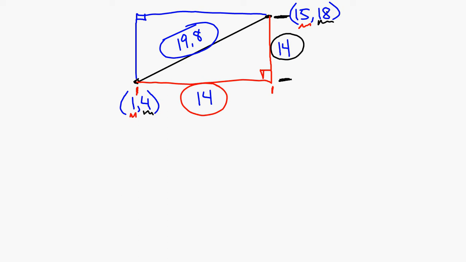Because your legs are always the horizontal and the vertical. You need them both. You need the two legs. Unfortunately, in both examples, they were the same. Most of the time, they're not going to be.